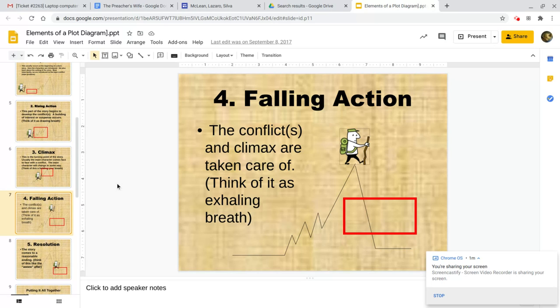Falling action is what happens afterwards. After the climax happens, it's kind of like that rubber band is no longer as tight anymore. The conflict happened, and the rubber band is starting to go back to its normal size. The climax is over. The conflict is starting to be taken care of. Think of it as, glad that's over, and exhaling a breath.